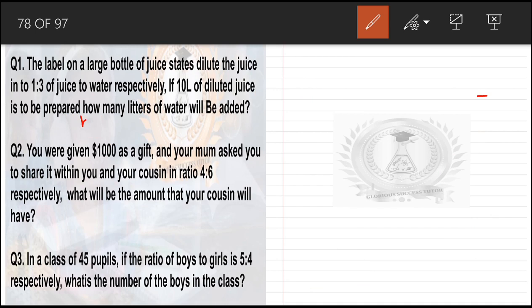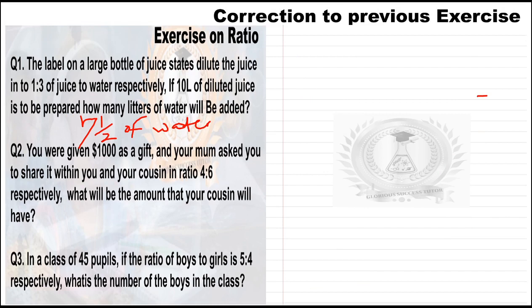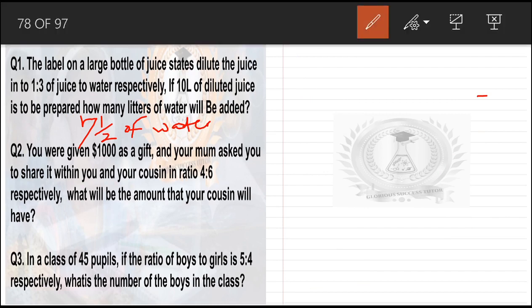So now let's top up the screen. Oh, we got 7.5 here of water. While we have, or let's, okay, what do we even calculate here? $600 for cousin.